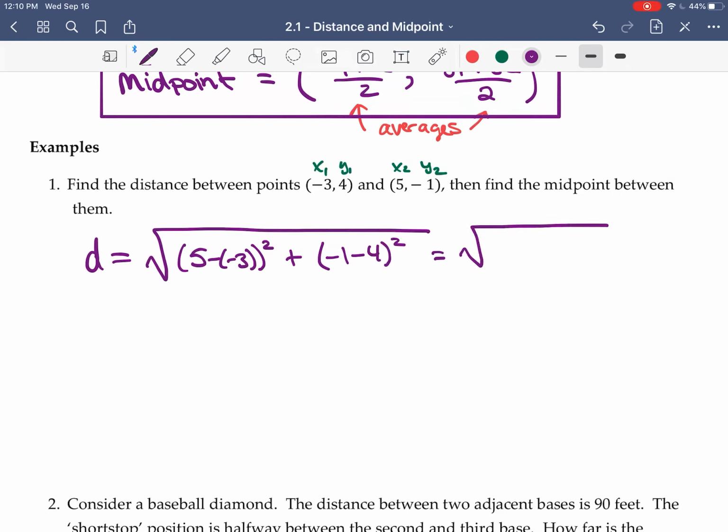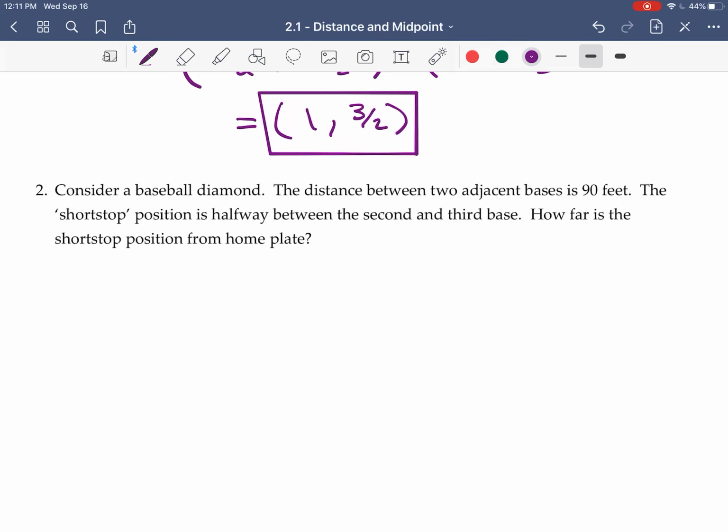Okay, so let's just do one more example here. It says a baseball diamond. So we have a baseball diamond. The distance between 2 adjacent bases is 90 feet. Okay, and the shortstop plays halfway between the second and third bases. How far is the shortstop's distance from home plate?